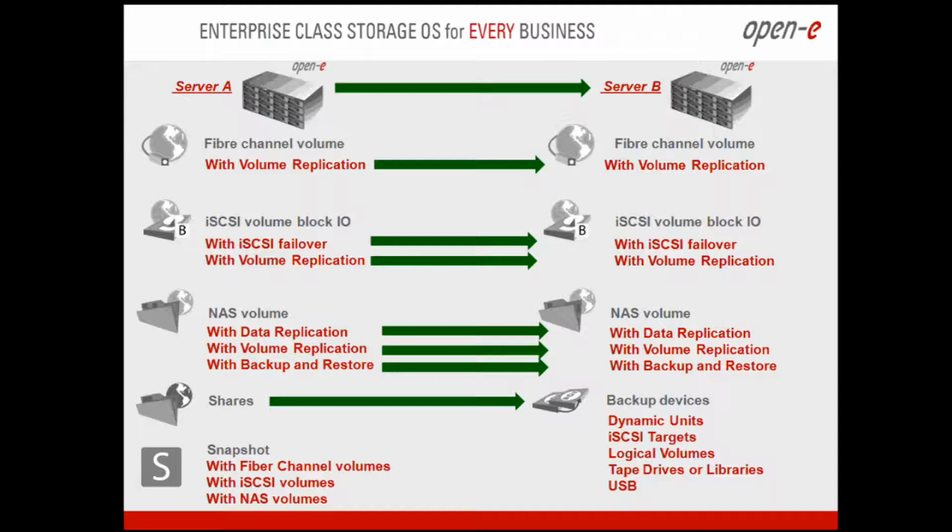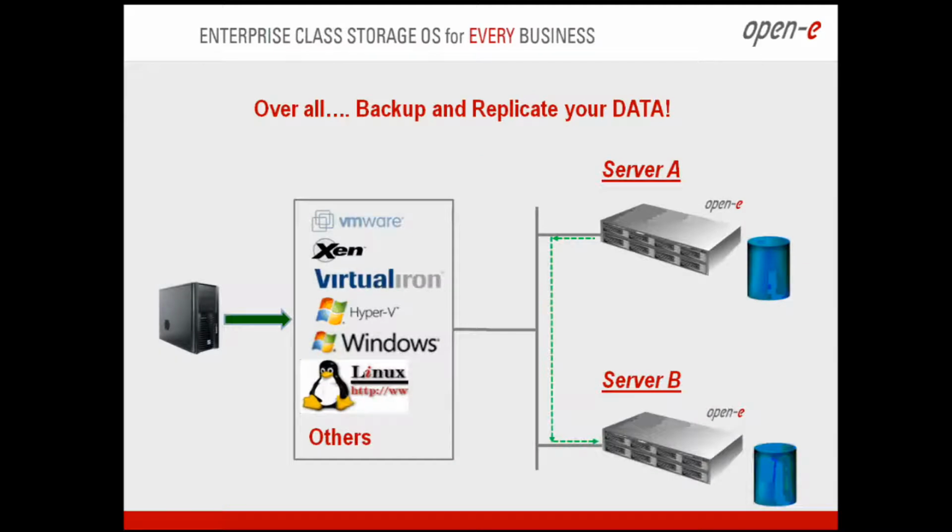So try to think about how you can back up your data, at least if you can't replicate, back it up in some way, so that it is not a single point of failure. That's what you're trying to reduce here, is a single point of failure. In the end, the best is replicating your data. And of course, we can do snapshots with Fibre channel volumes and with iSCSI volumes and with NAS volumes. Overall, back up and replicate your data.